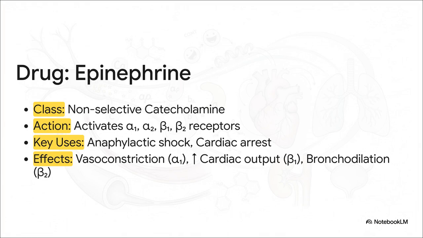It's a non-selective catecholamine, meaning it hits almost all the adrenergic receptors: alpha-1, alpha-2, beta-1, beta-2. And it's this all-of-the-above action that makes it such an incredible life-saving drug. Think about anaphylactic shock. Its alpha-1 action clamps down on blood vessels to fight the drop in blood pressure. Its beta-1 action revs up the heart, and its beta-2 action opens up the airways. It's the perfect combination for that kind of emergency.